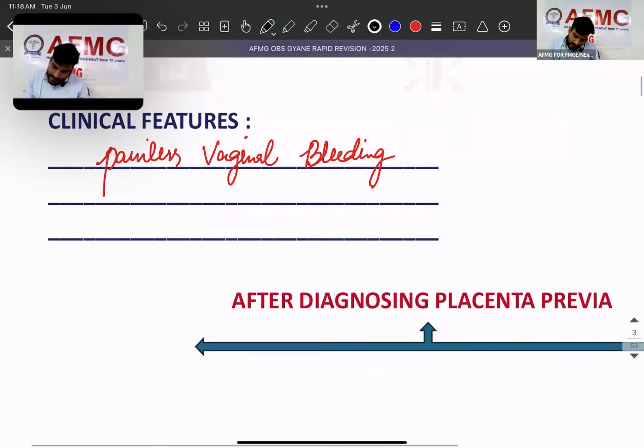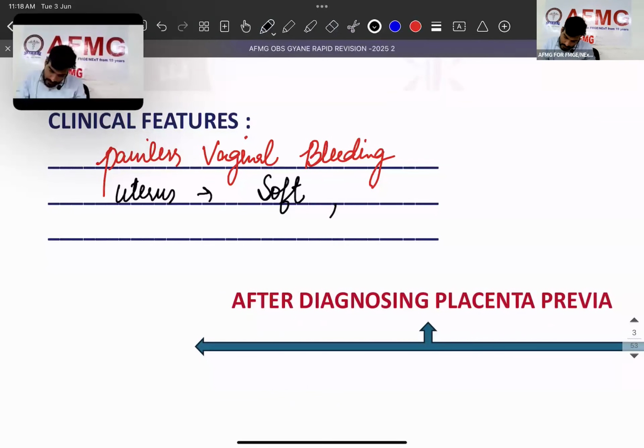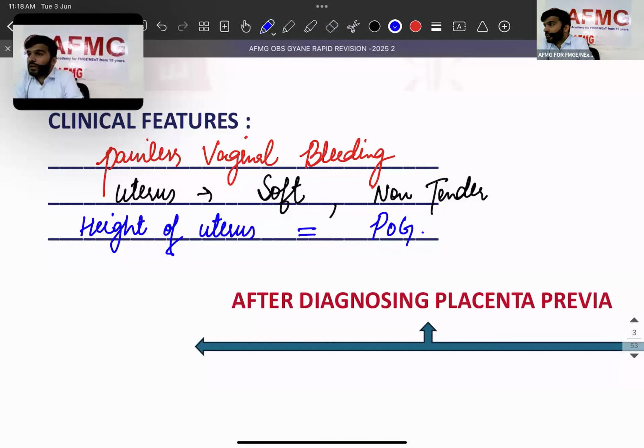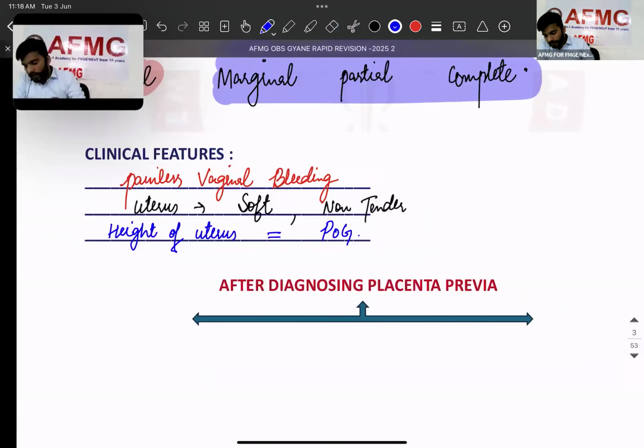What is the next thing? So the uterus will be very good. The uterus will be soft and non-tender. Very good. And the height of the uterus is equal to the period of gestation. Clear? Yes. Now again, very basics, you know.